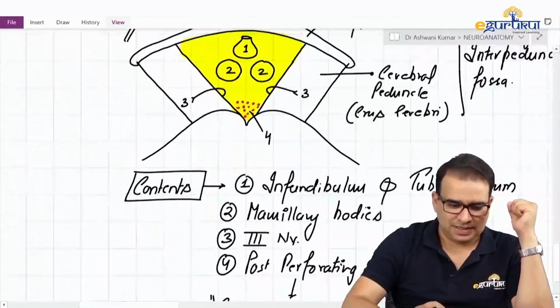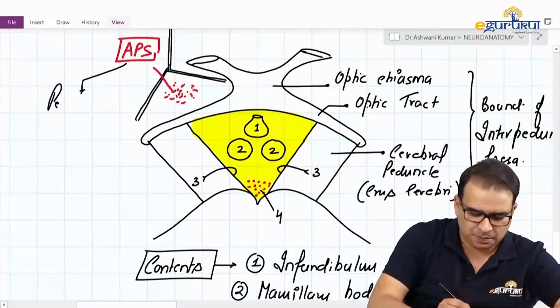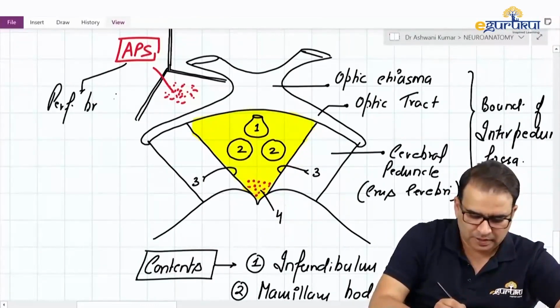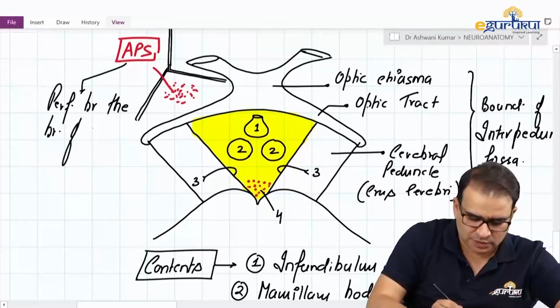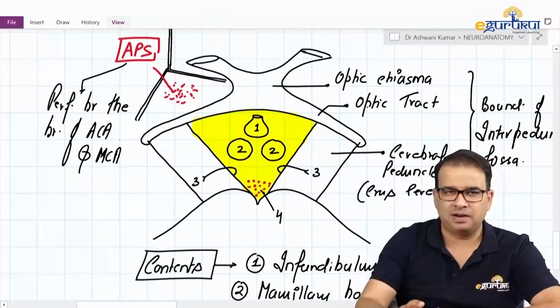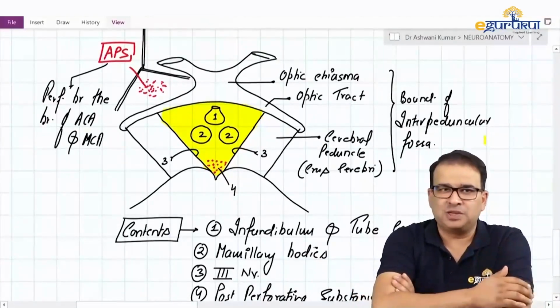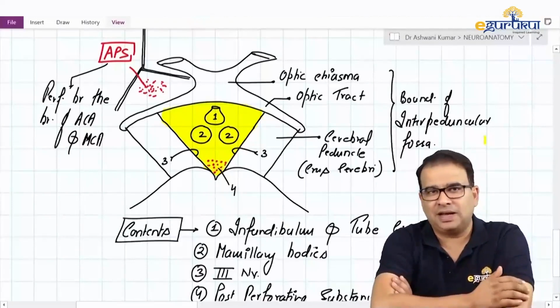Whereas on the other hand, this anterior perforating substance is the gray matter area which is perforated by the branches of anterior cerebral as well as middle cerebral artery. They do ask questions on this. So posterior perforating substance, only posterior is there, and anterior, where we have both anterior as well as middle cerebral artery branches.